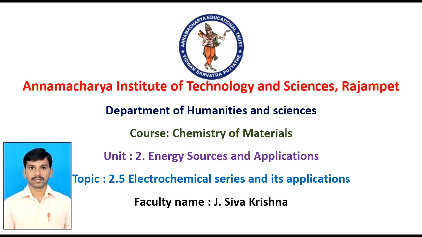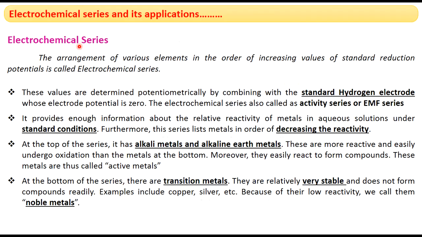In this video, I am going to talk about the electrochemical series and its applications. The electrochemical series is the arrangement of various elements or electrodes in the increasing order of their standard reduction potential values. That arrangement is called the electrochemical series.